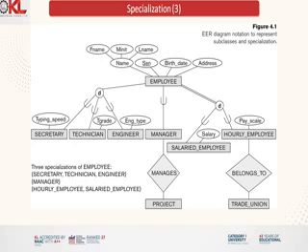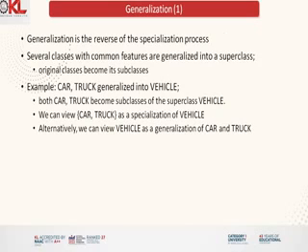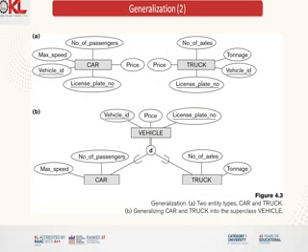An employee may be a salaried employee or an hourly employee. Here the employee is a complete participation, and the salaried employee and hourly employee are the partial participations. And the employees belong to a particular department. So this is a generalization example.